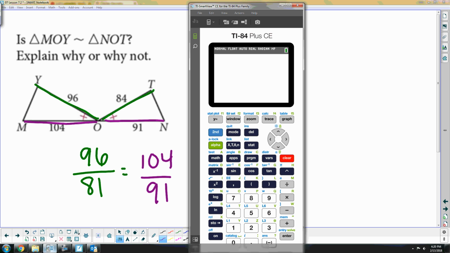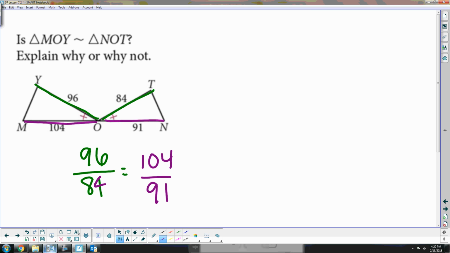You can do this a couple ways. You can cross multiply. So 96 times 91 is 8736. And oops, this should be 84.